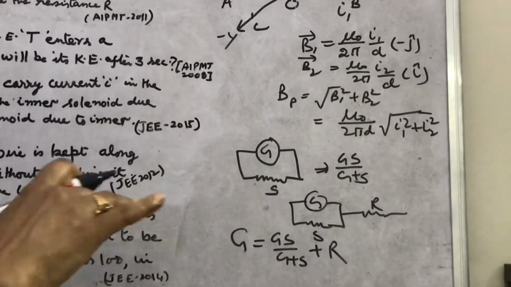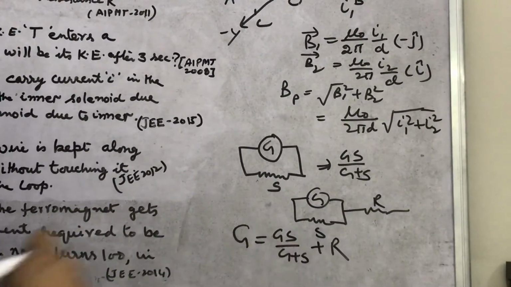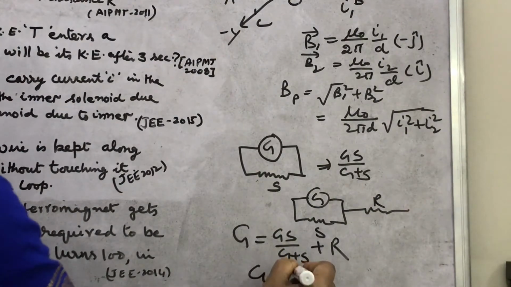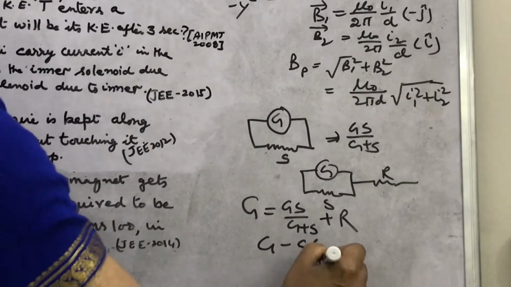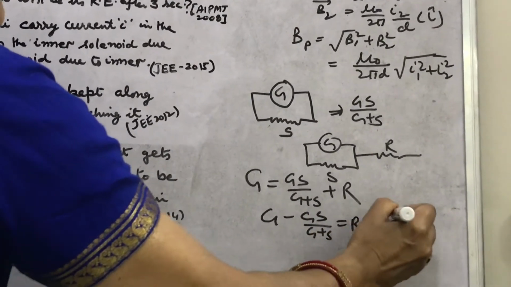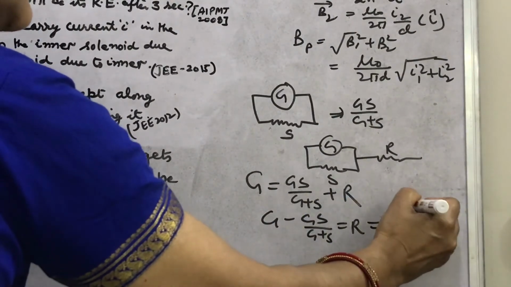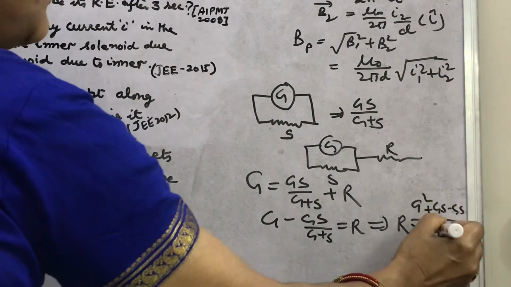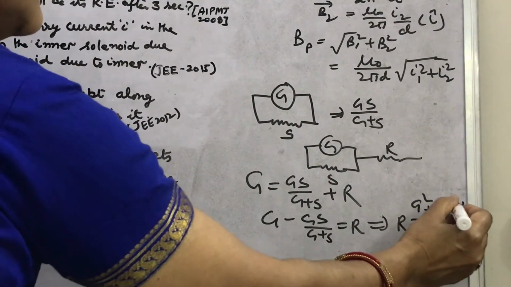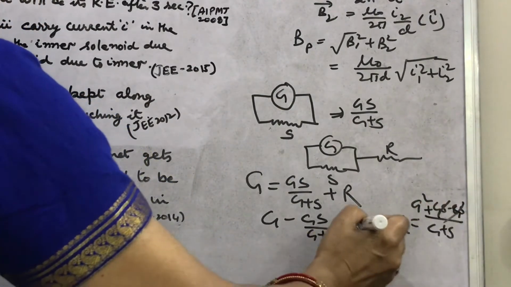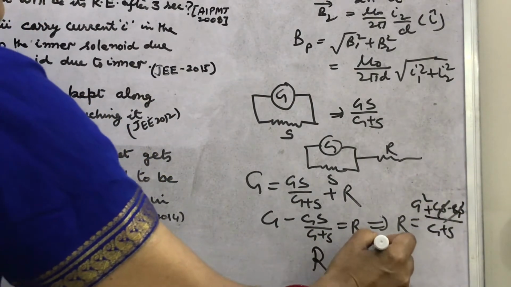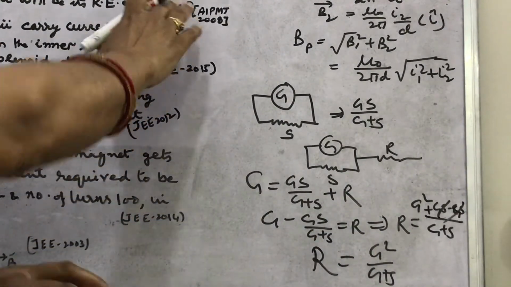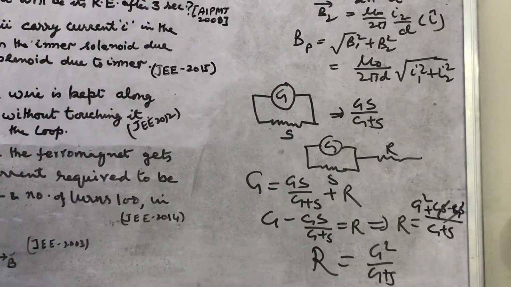Learn what is given in the situation. As per the situation, you will find the solution. Now, you get G minus Gs upon G plus S will be equal to R. That means R will be equal to G square plus Gs minus Gs upon G plus S. Gs will be cancelled. So, what is the final answer? R will be G square upon G plus S. So, in this way, this will be the resistance connected in series.